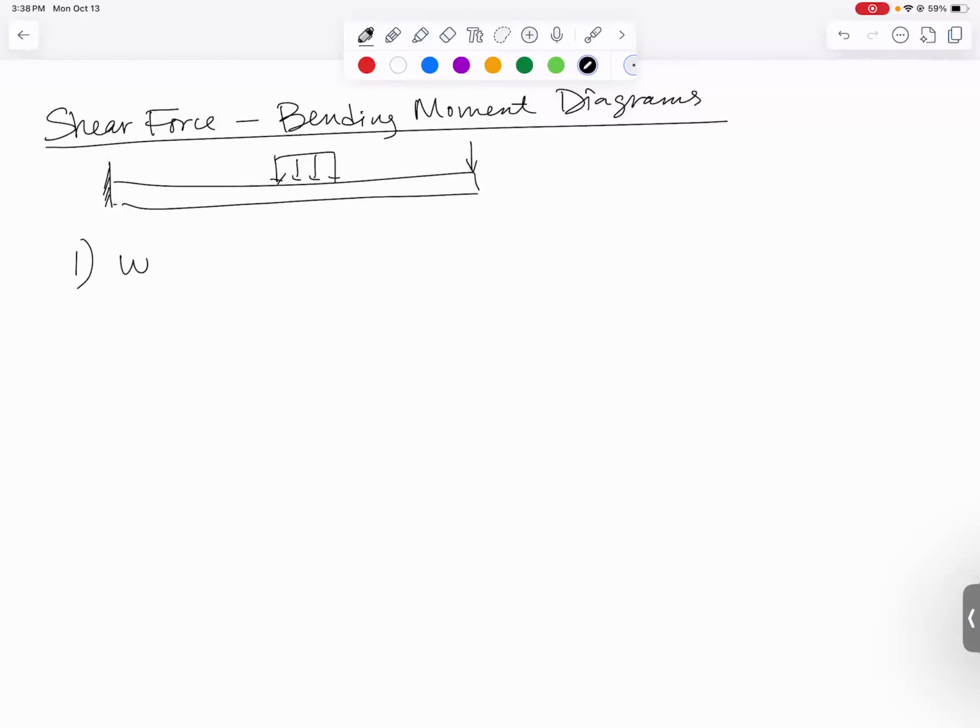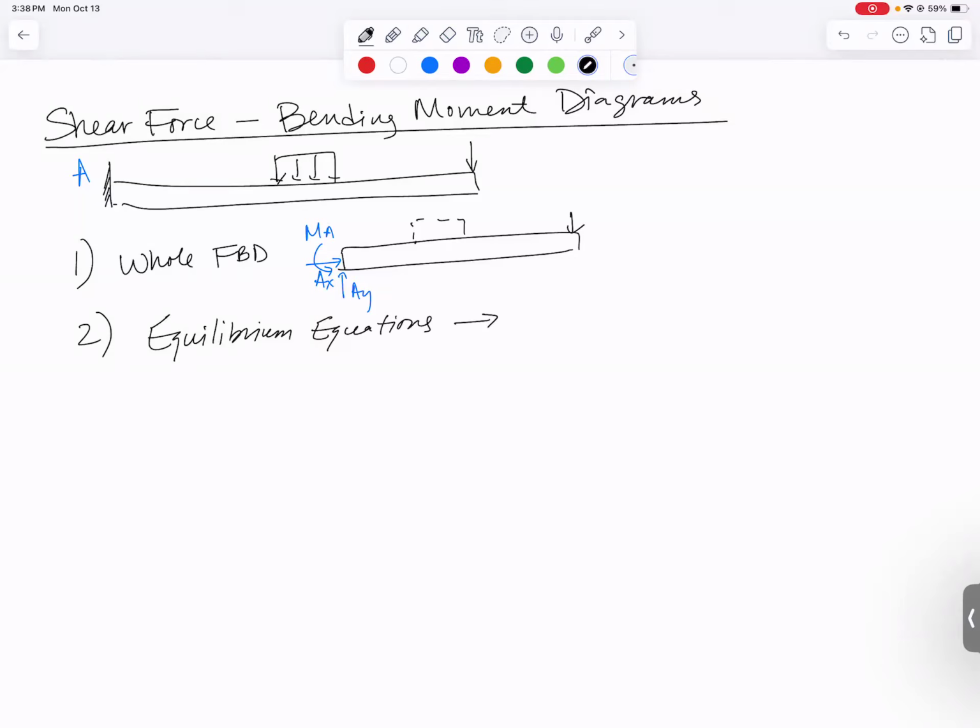my first step is always going to be a whole free body diagram. That whole free body diagram is going to let us find the reaction forces over here at the wall. If we call this point A, it'll let us find AX, AY, and the reaction moment at point A. Those are found by writing the equilibrium equations. The whole goal is to find the support reactions.